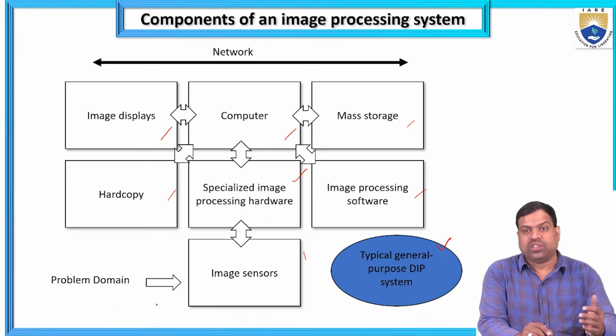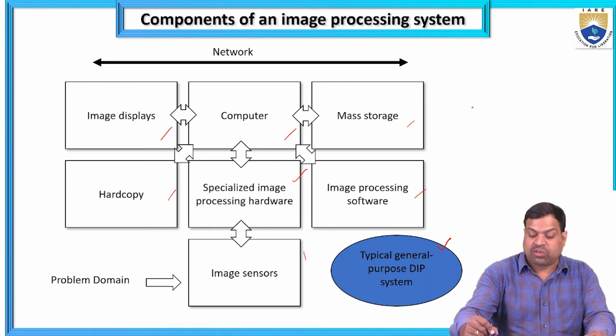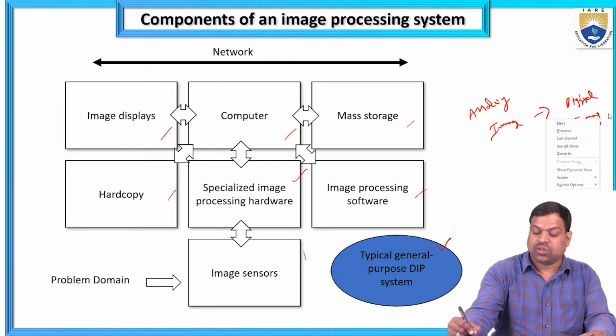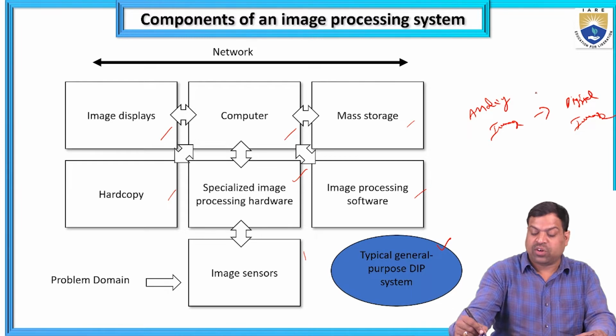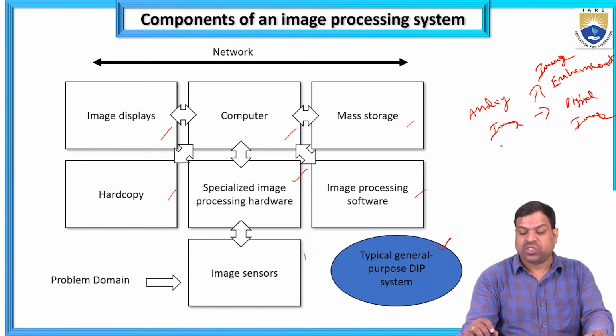First, what is the input? Suppose the problem domain. What is a problem domain? Suppose some analog image is there, and we are converting it to a soft copy. So I have to convert an analog image into a digital image. Shall we call this image enhancement or not? Yes, it is image enhancement. So when we are converting the image from analog to digital, I am calling that image enhancement.